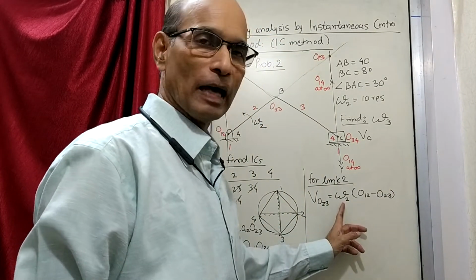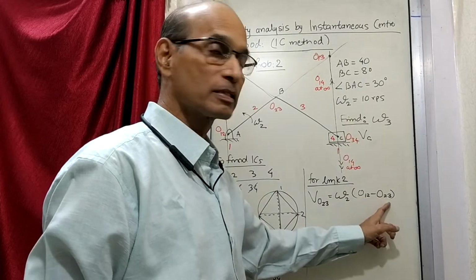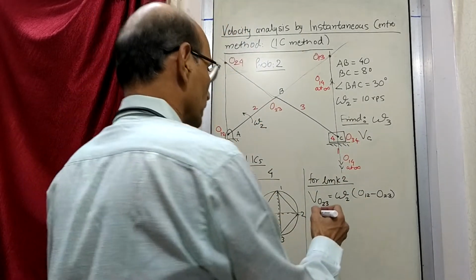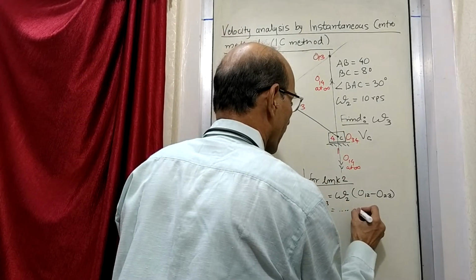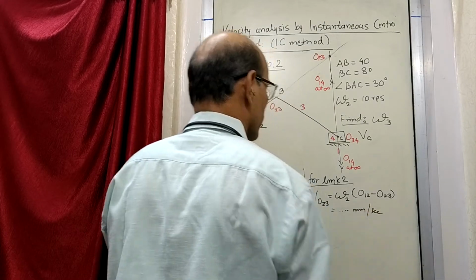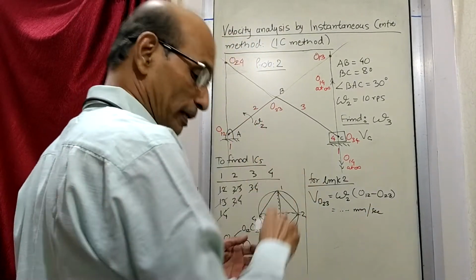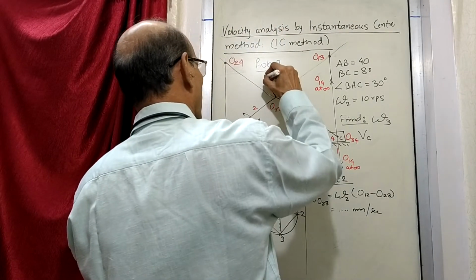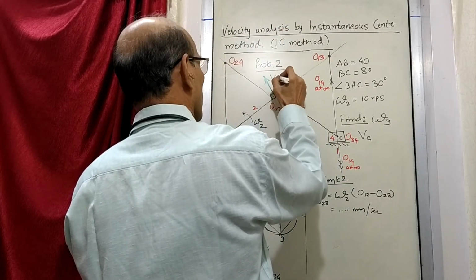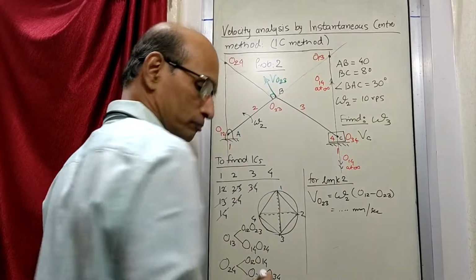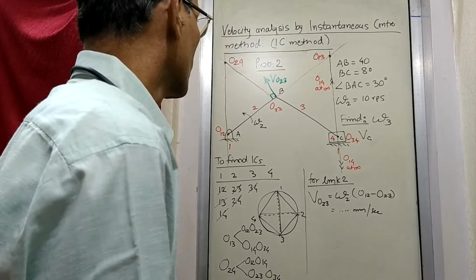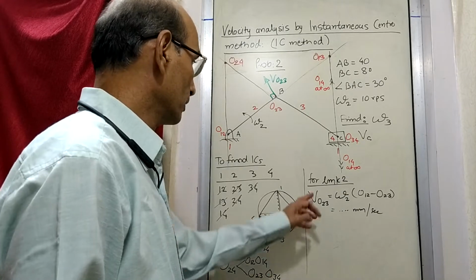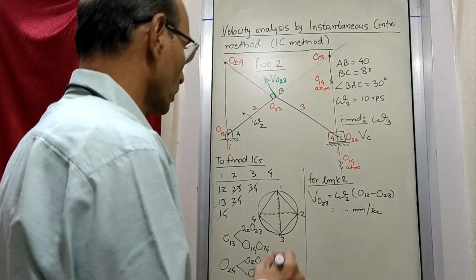Now both these things are known. Angular velocity is given, distance also you can measure, so you can get the velocity of 2, 3. What is the velocity of 2, 3? You will find out, and you can even show it there, perpendicular. This is the velocity of 2, 3. Okay.